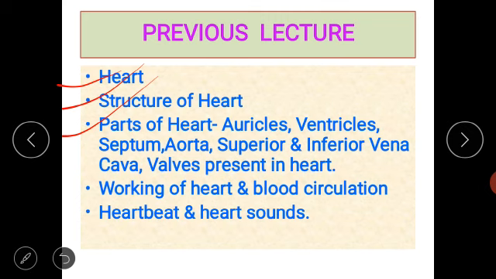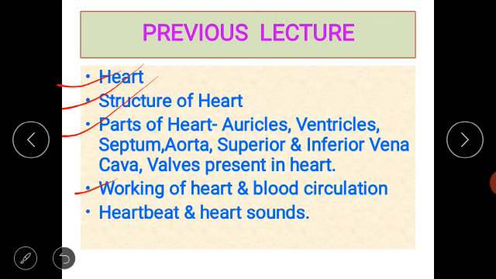So that type of valves are present in the heart, and also we have studied about the working of heart and blood circulation. So working of heart, what is the cardiac cycle, how oxygenated blood is supplied to the body, how deoxygenated blood is purified first of all by the kidney, and then that purified but deoxygenated blood is supplied to the heart, and heart circulates that blood towards the lung to again reoxygenate it. So that is the working of heart and blood circulation.